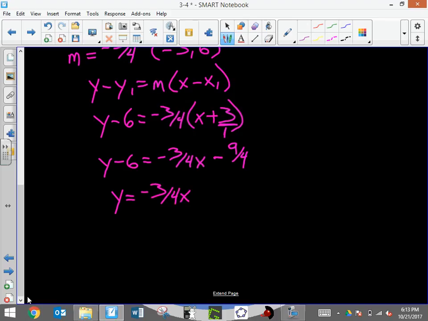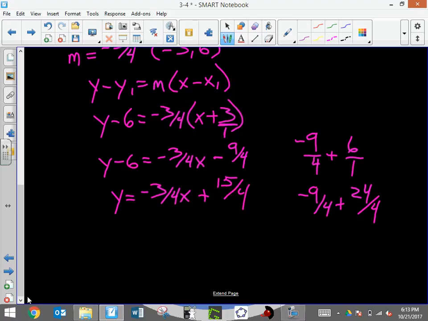I need common denominators again, so I'm going to go off to the side. -9/4 plus 6, which is 6 over 1. I have to multiply top and bottom by 4. This one's going to stay the same. Plus 24/4. Now I may add the numerators. When I add the numerators, it's going to give me 15/4. And there's the equation parallel to the one that I gave you.